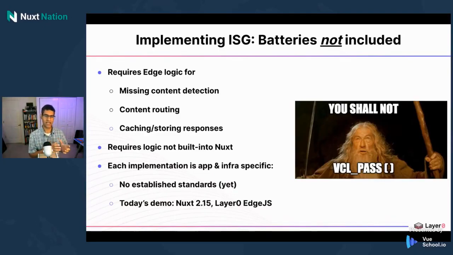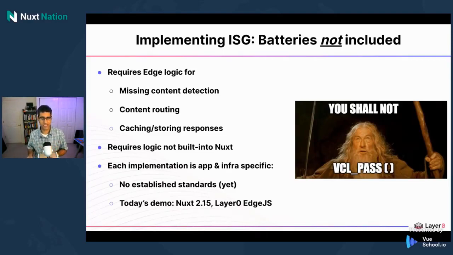That means adding logic that's not already pre-built into Nuxt that would normally be there in the case of something like Next. And then you need logic at the edge that can detect when content hasn't been rendered yet, route it appropriately, and then cache or store those responses and serve them up depending on whether it's the first visit or not to that page. As a result, every implementation of ISG in the Nuxt ecosystem is going to be app and infrastructure specific, because there's no established standards, especially at the edge logic layer, at least yet. Some folks are working on it.